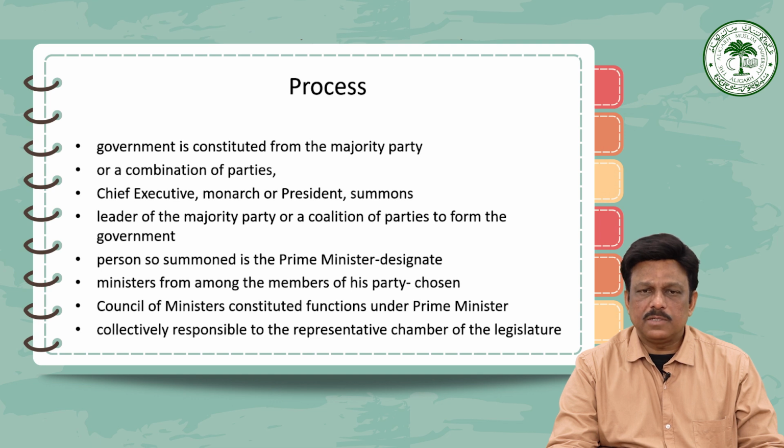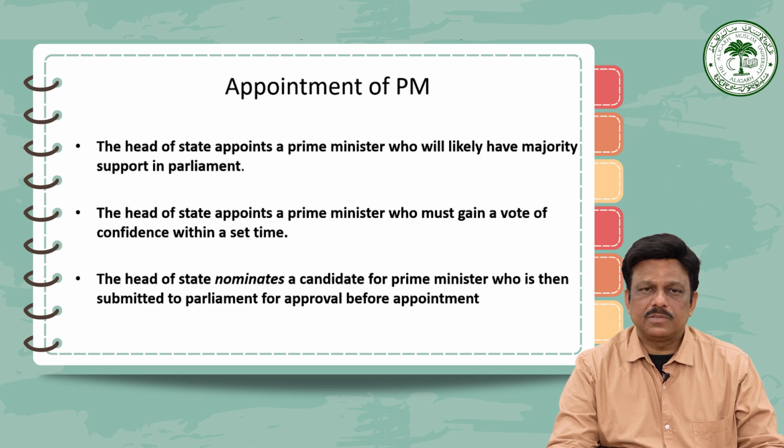The person so summoned is the Prime Minister designate, who chooses his own team of ministers from among the members of his party in legislature, including a few from outside if deemed necessary and in case there is no constitutional bar to such an inclusion. The Council of Ministers thus constituted functions under the leadership of Prime Minister and is collectively responsible to the representative chamber of the legislature. Out of the Council of Ministers, the Prime Minister chooses some 15 or more, but generally not more than 20 persons who are most influential and important, and they make a cabinet.